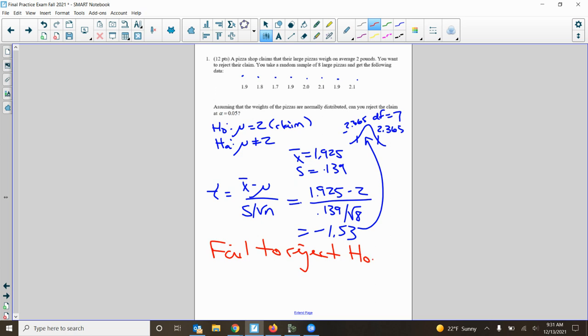And what happened with the claim? I was trying to reject it, correct? Was I able to do that? No. So not enough evidence to reject the claim.